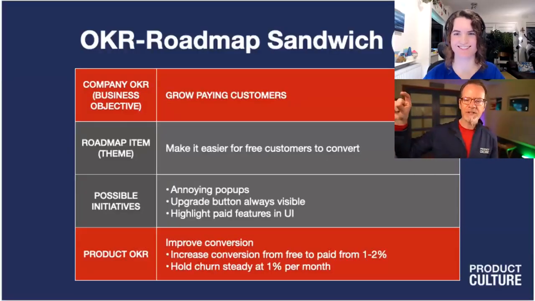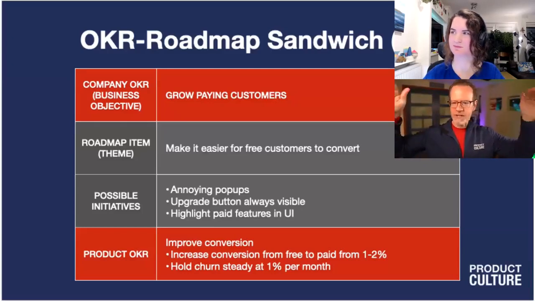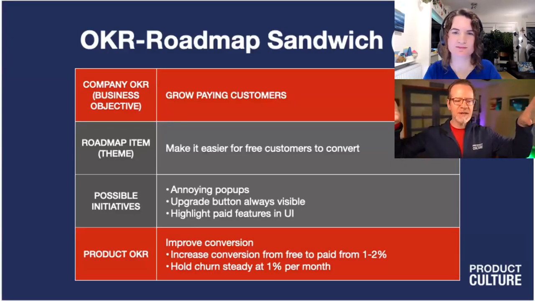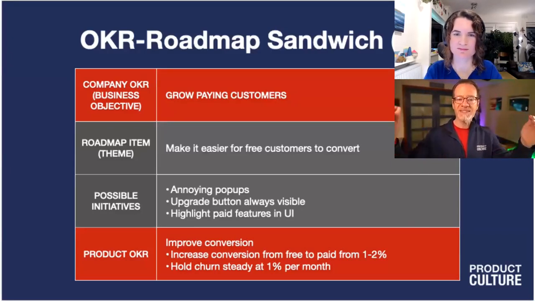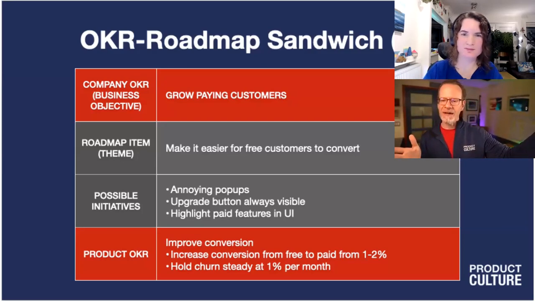Okay. To me, the interaction between the roadmap and the OKRs is not just one to one. It's a little more complicated than that. And so I came up with this analogy of the sandwich, because I think at a high level, you want to say these are the company business objectives, like revenue or customer acquisition or margin or whatever it is. And that drives us thinking about some roadmap items, which are customer problems to solve that we think will have that result.